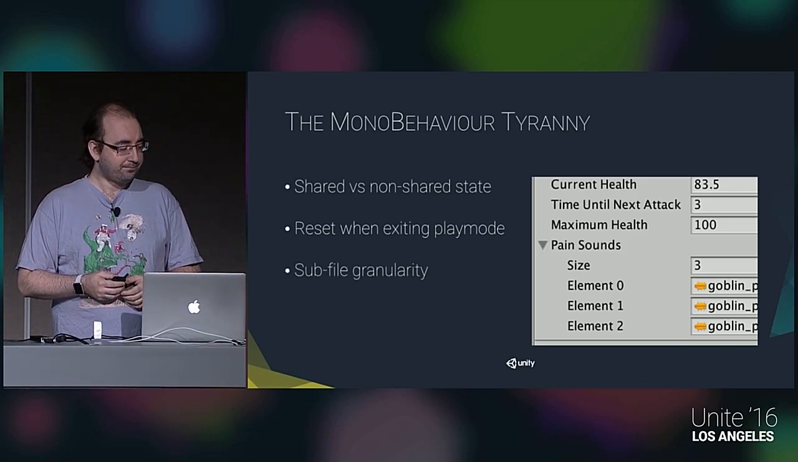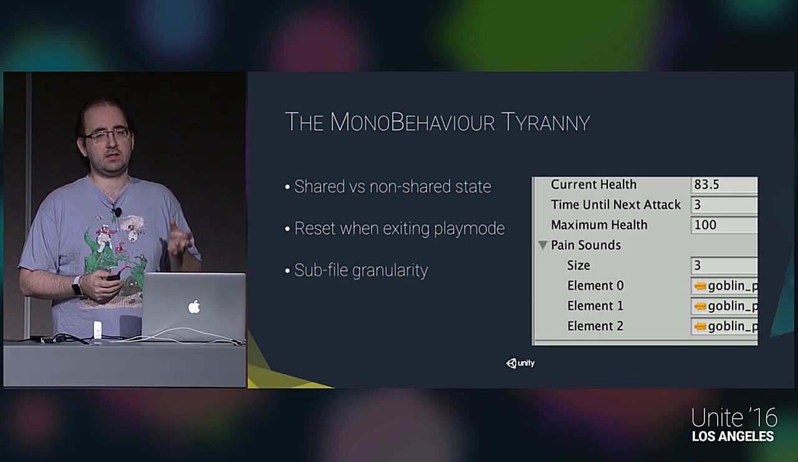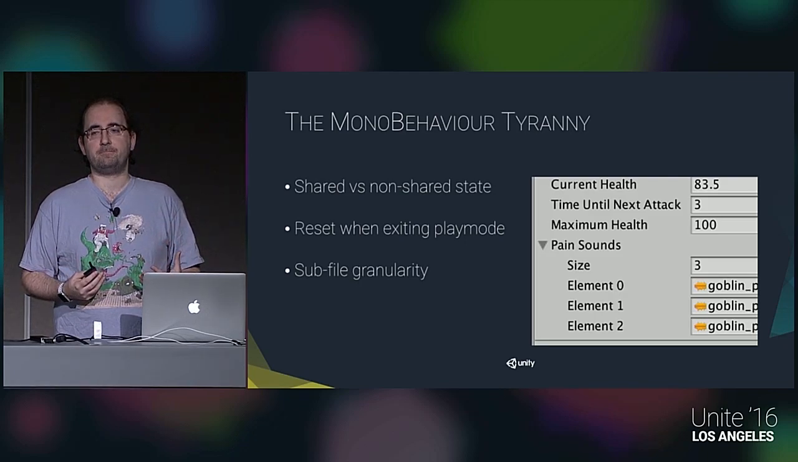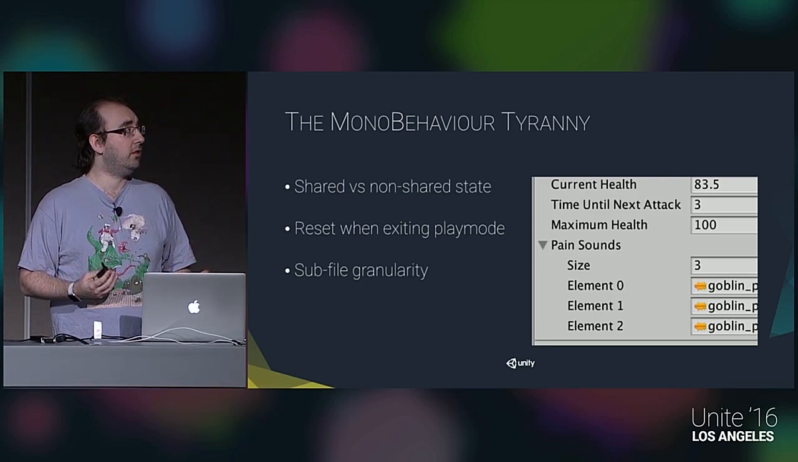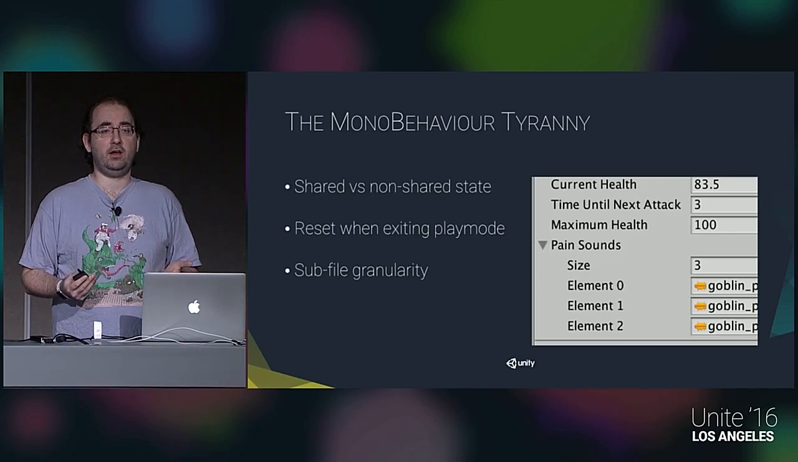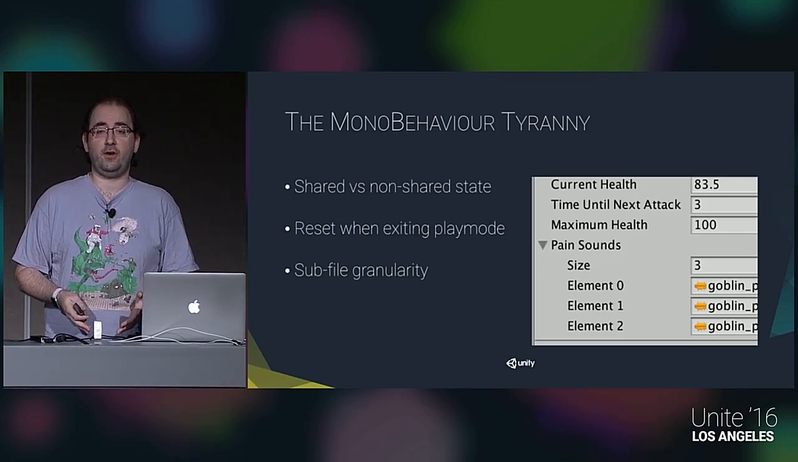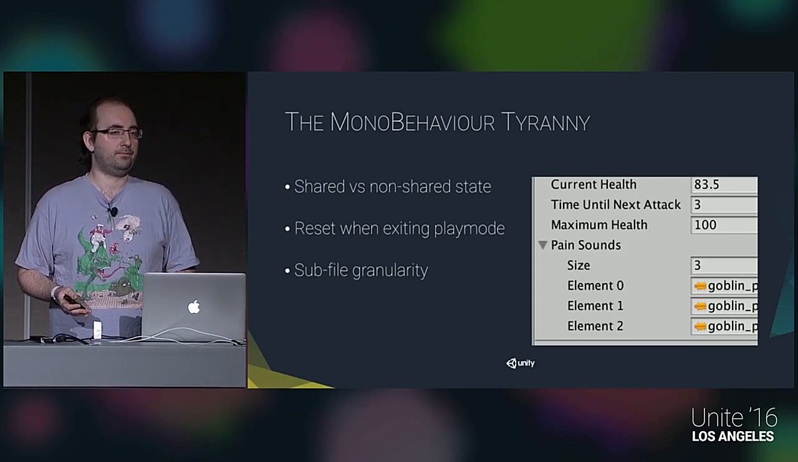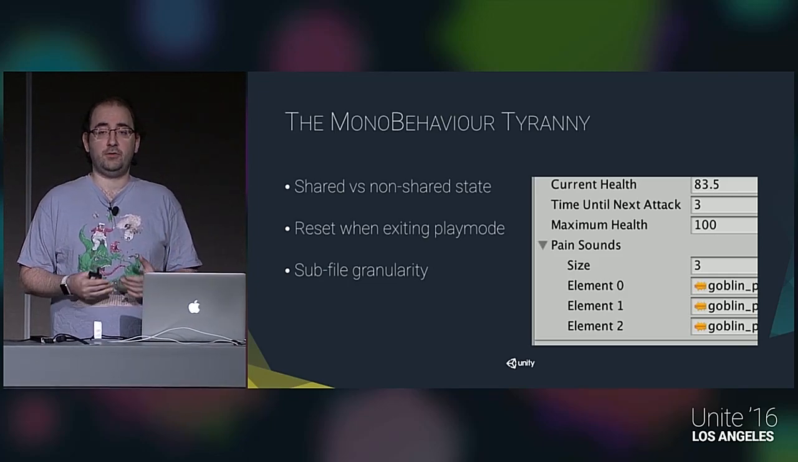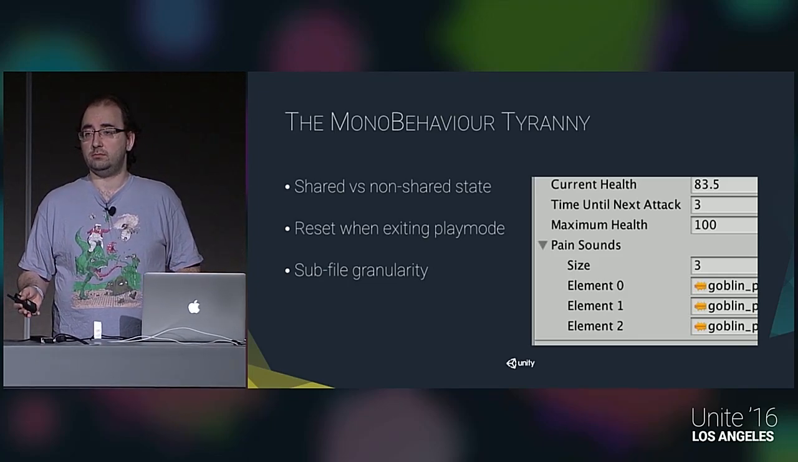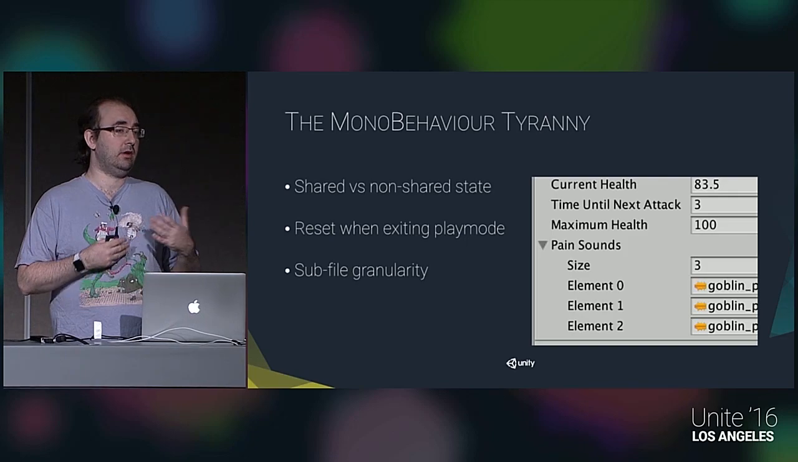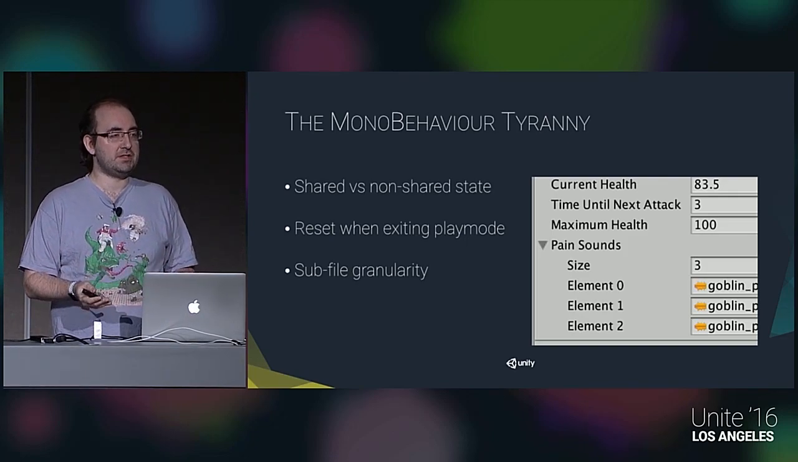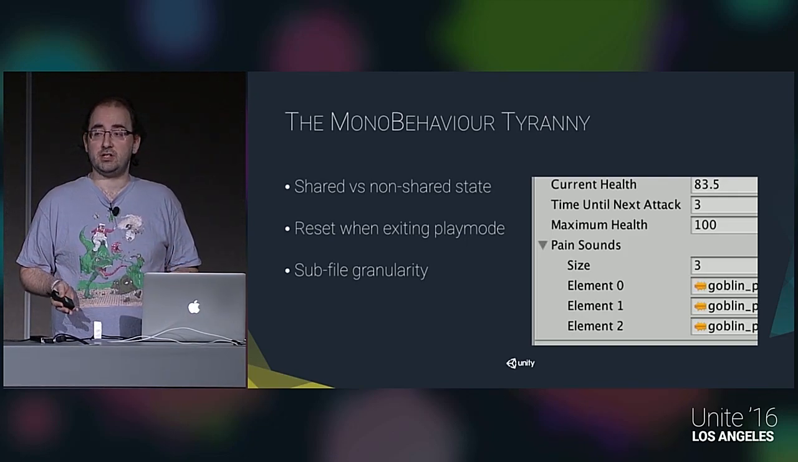The next problem is that monobehaviors have subfile granularity. And what do I mean by that? I mean that when you have a monobehavior in a file, and I mean a scene file or a prefab file, it's not the only thing in the file. In the case of a scene file, you've got a ton of other objects in there as well. In the case of a prefab file, you've got other components, you've got game objects and transforms, you've got a lot of other potential information in there.